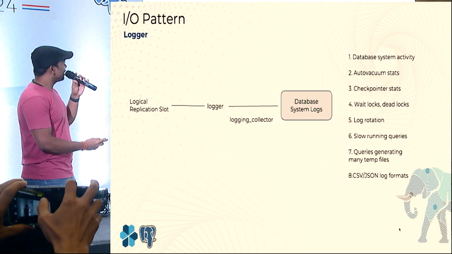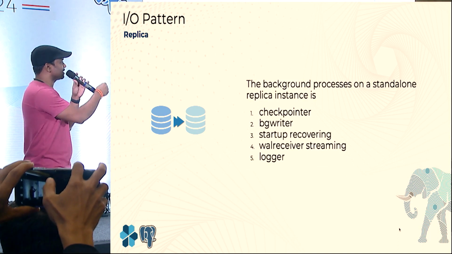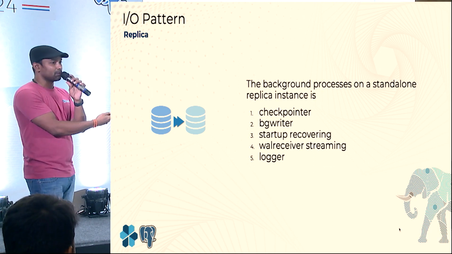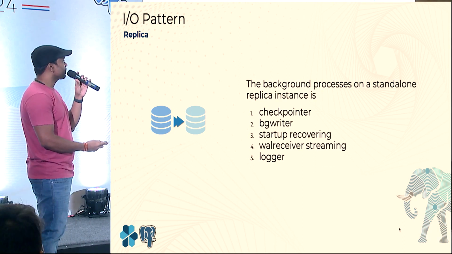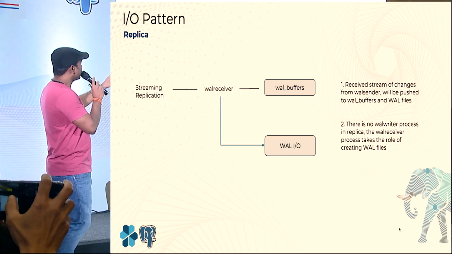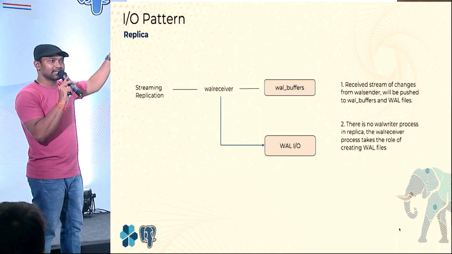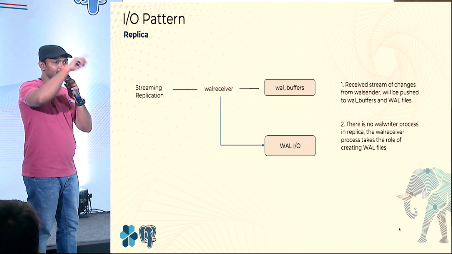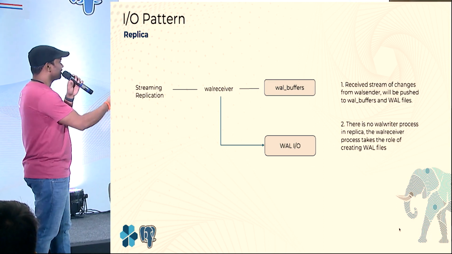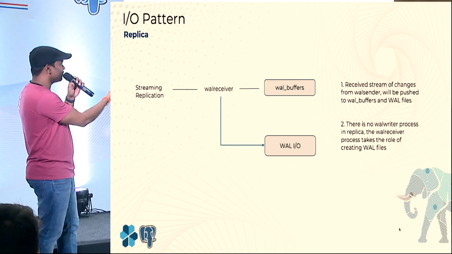Right, so now we see the IO at the replica side. On the replica, we have these processes like checkpointer, BG writer, WAL receiver, and then startup recovering. So these are the replica side, okay? Here the IO will always be generated by the WAL receiver process, because the sender is sending the data from primary. The receiver takes the data and pushes it into the underlying WAL files via WAL buffers. So here the WAL receiver generates the IO.